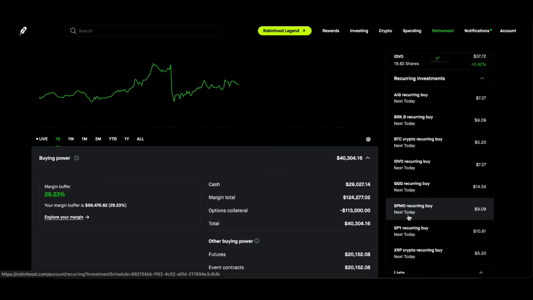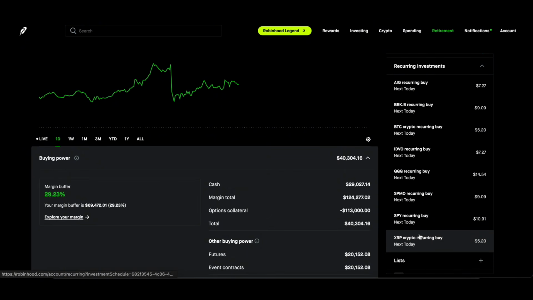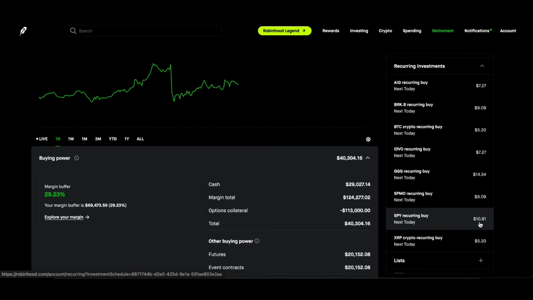Then I'm buying Momentum ETF here as well, which is for $9 every single day. And then SPY, which is S&P 500 Spider ETF. I'm buying almost $11 of that every single day. And then XRP or Ripple, buying $5 again every single day. And this goes for weekends as well, this and BTC. So Bitcoin investment and XRP, I'm investing every single day.